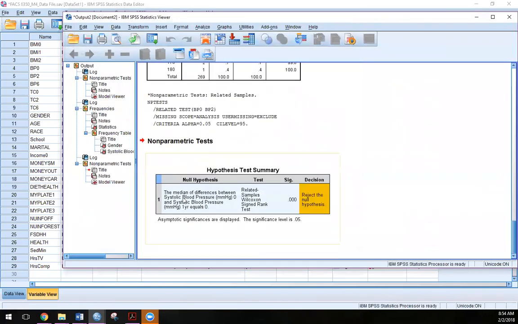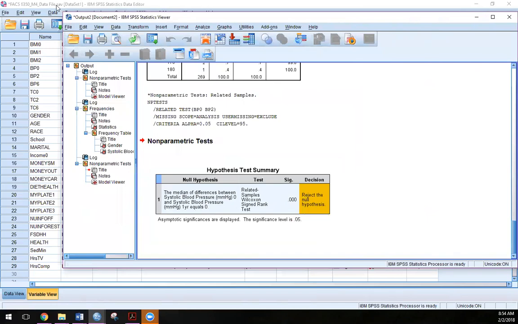And so my null hypothesis is that the differences between systolic blood pressure at 0 and at 1 are the same, equals 0. So my significance is 0. So that means I can reject my null hypothesis. So that tells me that there are differences between 0 and 1, but I don't know what those differences are.